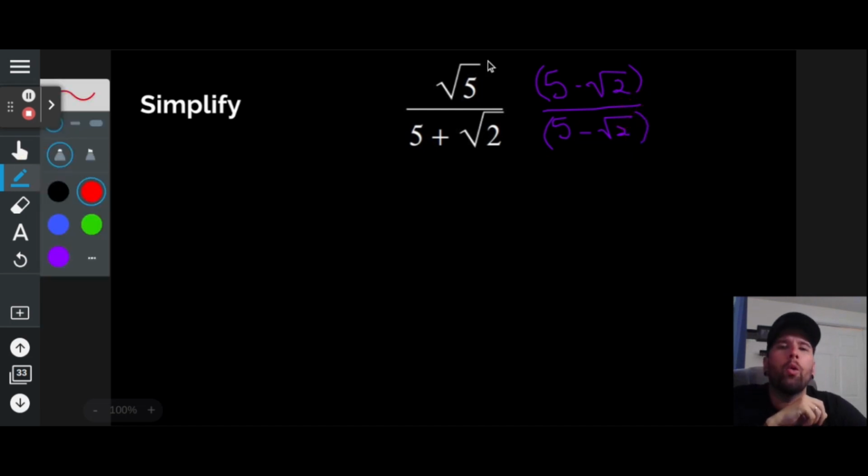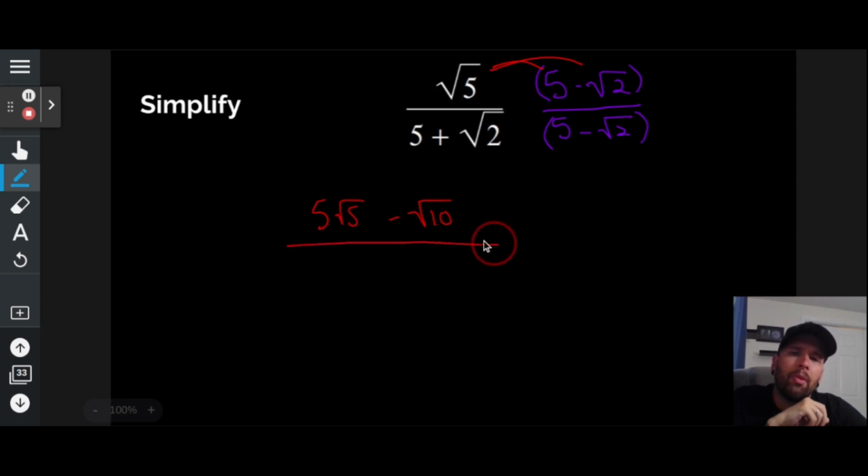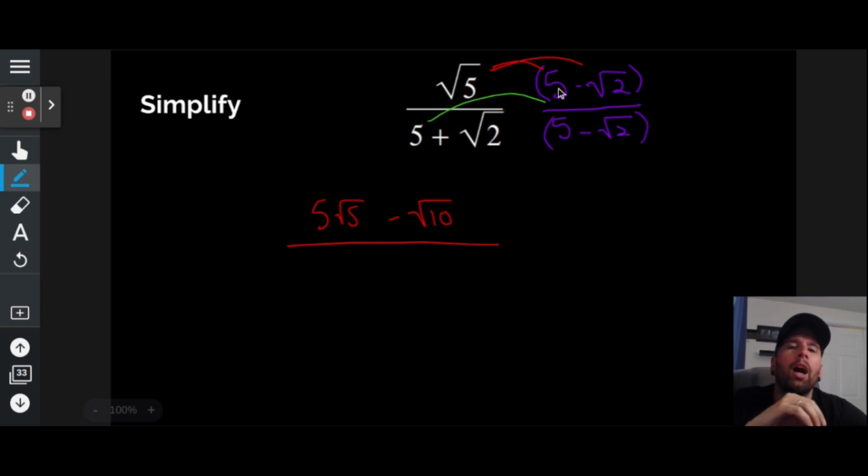So the top guy is going to be root 5 times 5, so 5 root 5. Root 5 times negative root 2, so minus root 10. The bottom is FOIL. Magical things are going to happen. 5 times 5 is 25. 5 times negative root 2 is negative 5 root 2. Root 2 times 5 is positive 5 root 2.